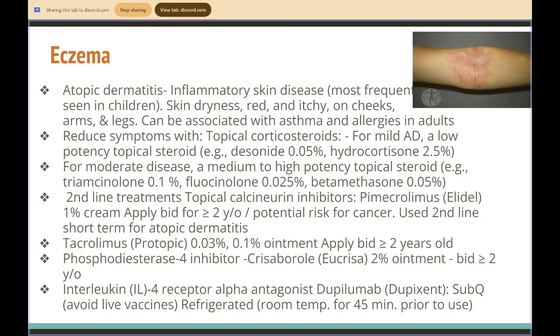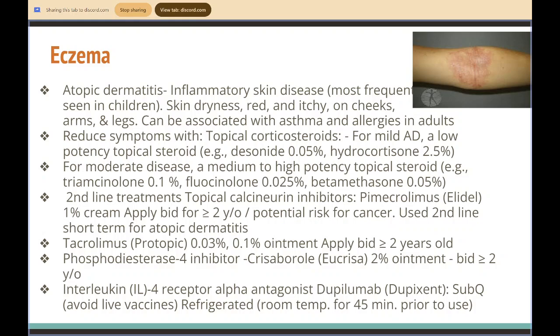The next topic we're going to do is eczema, and this is atopic dermatitis. There's inflammation, and it can be related to allergies. Top right, you'll see a patch of eczema on the anterior surface of the elbow, the cubital fossa. And here we have skin dryness, redness, itchiness, and it can be anywhere: cheeks, arms, and legs. If it is allergic, it can be associated with other allergies and asthma.